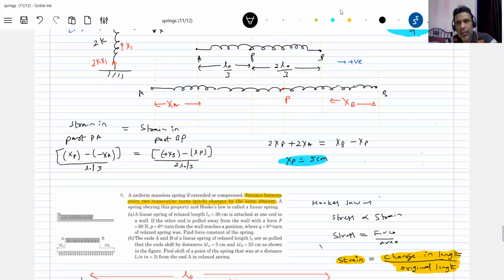Strain in one part of the spring should be equal to strain in other part of the spring. That's the meaning of this particular sentence. Don't assume it in any other way. The meaning of this sentence is that the strain in one part of the spring should be equal to strain in other part, or strain in one part should be equal to strain in the total spring. Getting the idea now?